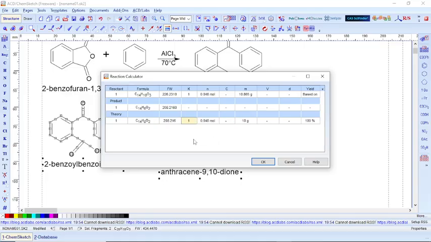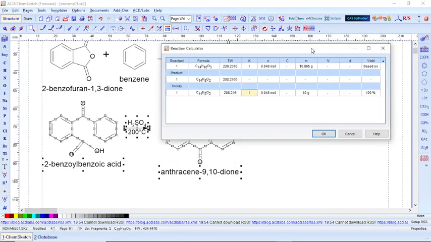It will automatically do a calculation for you that if you want to achieve 10 gram and the yield is showing 100%, which I want, 100% of 10 gram of my product, the reactant, we have just one reactant, that is 10.865 gram of 2-benzoic acid is what is required to produce 10 gram of my anthracene 9,10-dione.